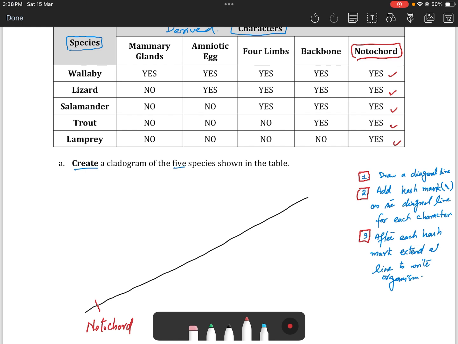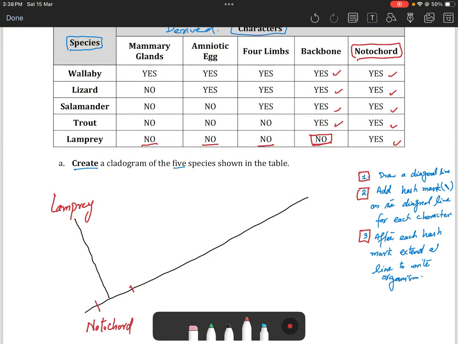So for example, I need to see backbone, no, forelimbs, no, amniotic egg, no, and mammary glands, no. So I'm going to extend one line here like this, and I'm going to put the name lamprey, because lamprey has only notochord while it doesn't have anything else. So who comes after lamprey? So you see, now we have one no, but there are four yes.